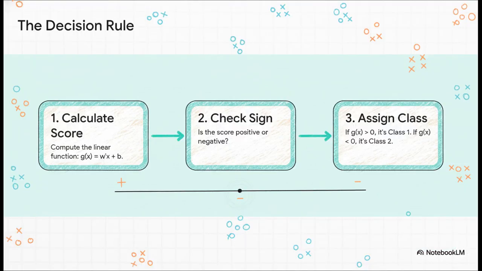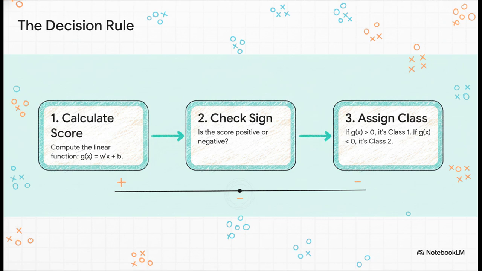And this is how it makes a decision. It's so simple, it's brilliant. Step 1, the machine calculates that score using the formula. Step 2, it just looks at the sign. If the score is positive, bam, it's in class 1. If the score is negative, it's in class 2.